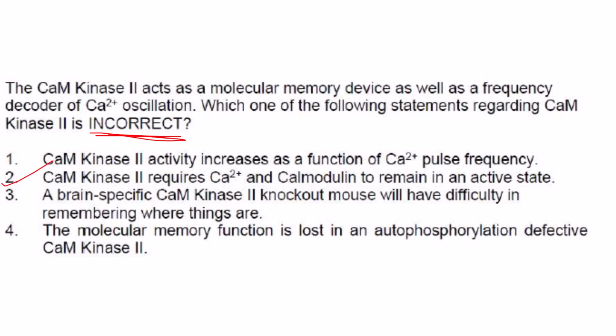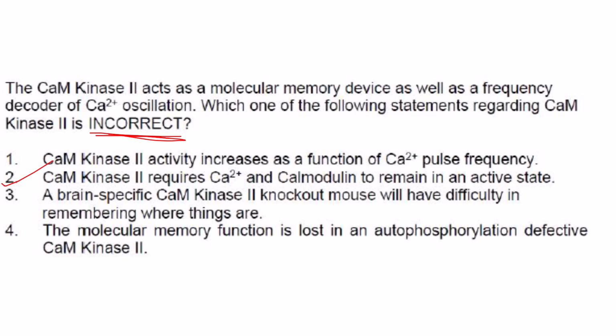A brain-specific CAM kinase 2 knockout mouse will have difficulty in remembering where things are. So that's correct. CAM kinase 2, they have told in the question, is a molecular memory device. So when CAM kinase 2 is knocked out, it means the mouse doesn't have that CAM kinase 2 in them. So they will have difficulty with regards to their memory. So this will lead to difficulty in remembering where things are.